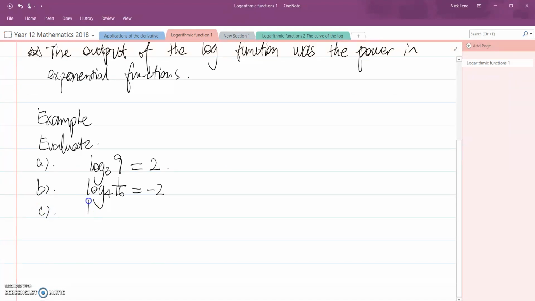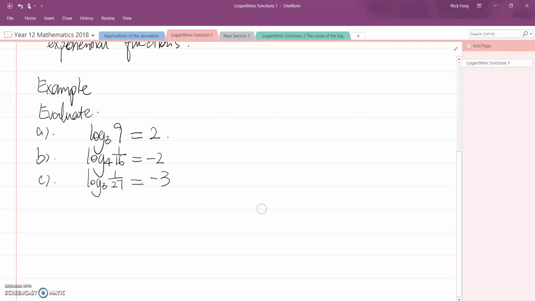Okay, let's say one more example. 3 to the power of what gives you 1 over 27? Remember, 3 to the power of 3 is 27. Put a negative in there, that will give you the reciprocal.